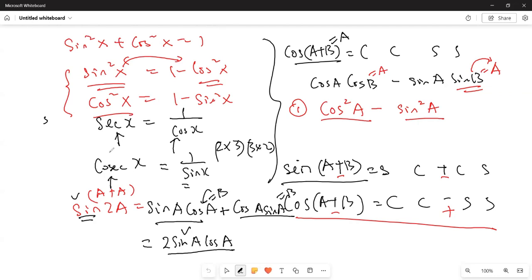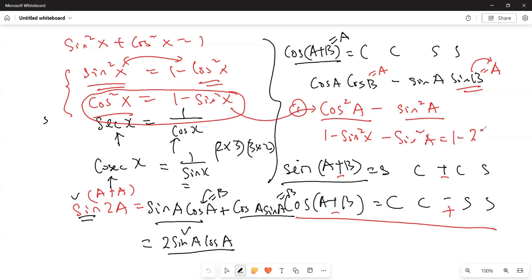All right? Okay. So because of that, you can change cosine square to 1 minus sine square, isn't it? This is what I have mentioned here. So you just replace the cosine square with 1 minus sine square, and you get the second double angle formula, which is 1 minus 2 sine square a. Understand? So that's another double angle formula for cosine.